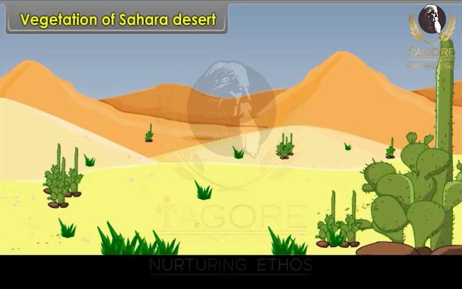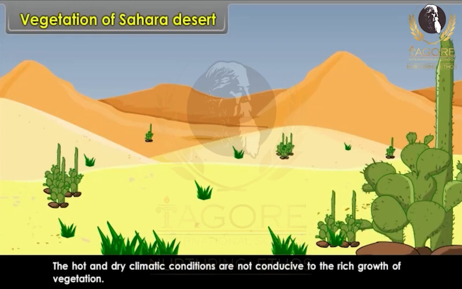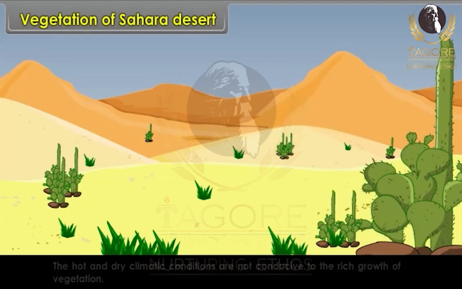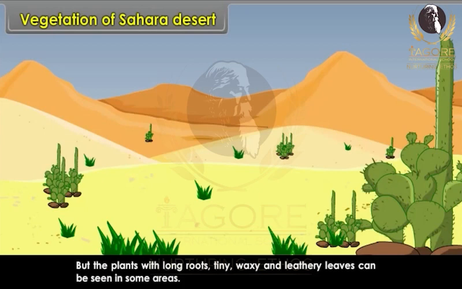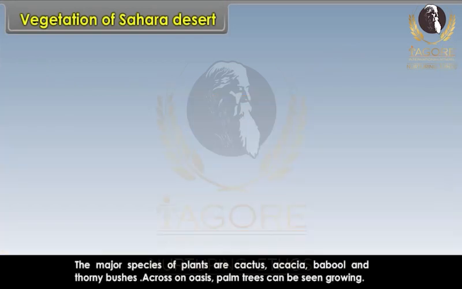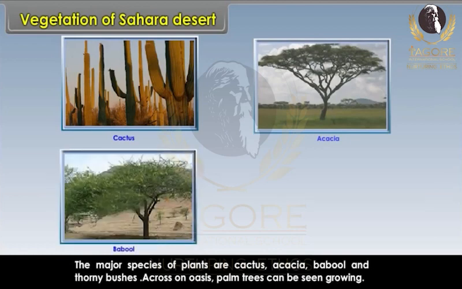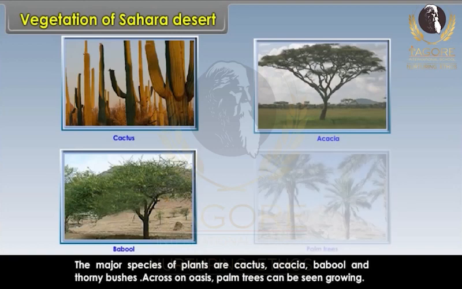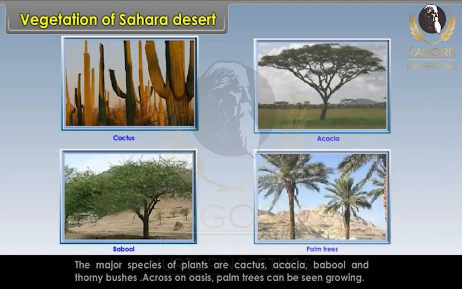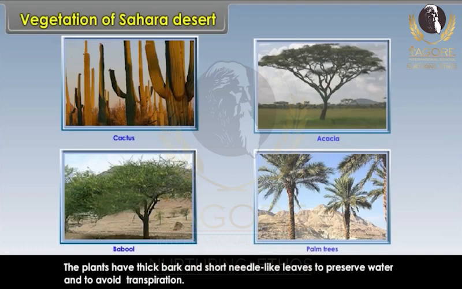Vegetation of Sahara Desert. The hot and dry climate conditions are not conducive to the rich growth of vegetation, but plants with long roots, tiny waxy and leathery leaves can be seen in some areas. The major species of plants are cactus, acacia, babool and thorny bushes. Across an oasis, palm trees can be seen growing. The plants have thick bark and short needle-like leaves to preserve water and to avoid transpiration.